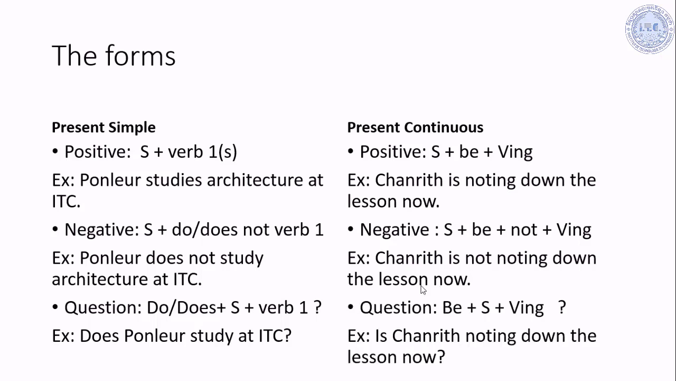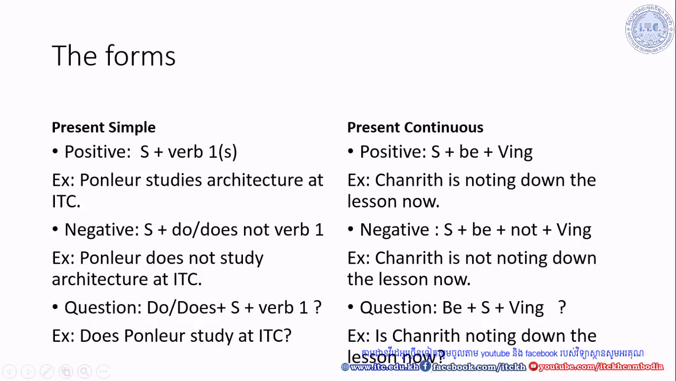Question. Because be is a special verb, I think I have told you a lot of times before. Be is a special verb, so you just move be to the front of the sentence, and then you will have a question. So is Jamret noting down the lesson now?